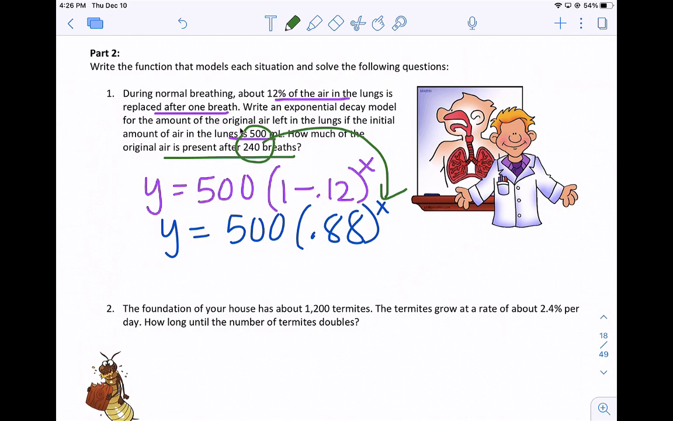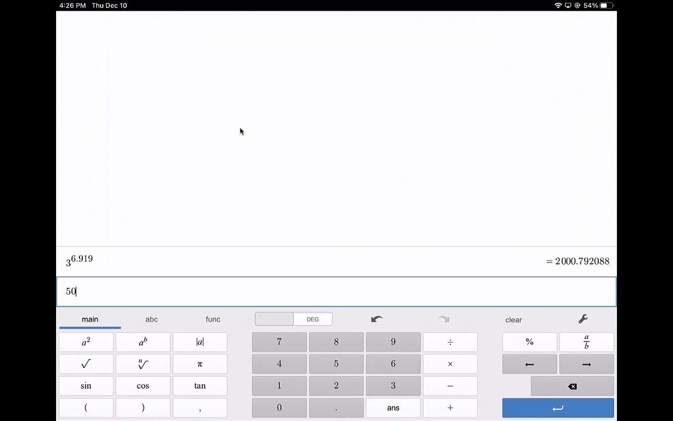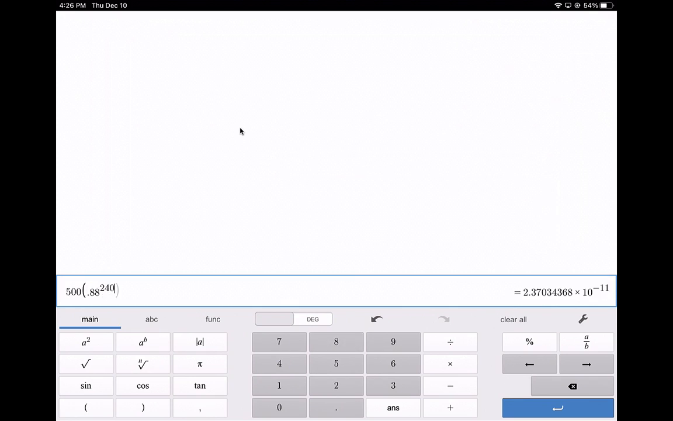So I'm going to type it in my calculator as this, 500 times 0.88 to the power of 240. And then let's see what I get. So I'll type it in here, 500 times 0.88 to the power of 240 breaths. And we get a very small amount left. In fact, I'll try to show it on this calculator. Let's see what happens. Oh, I have to clear this. So 500 parentheses 0.88 to the power of 240.